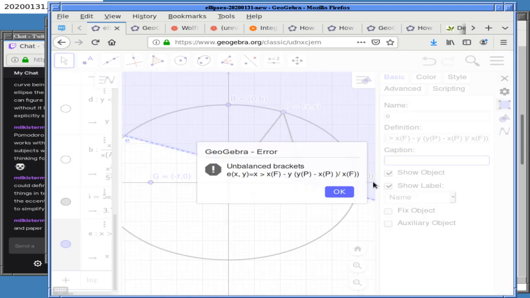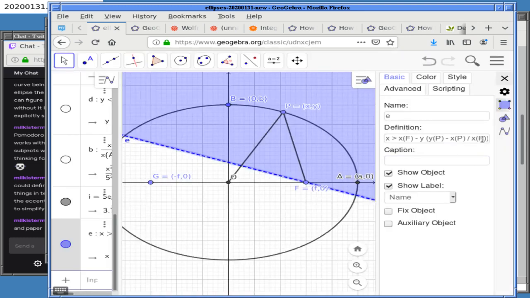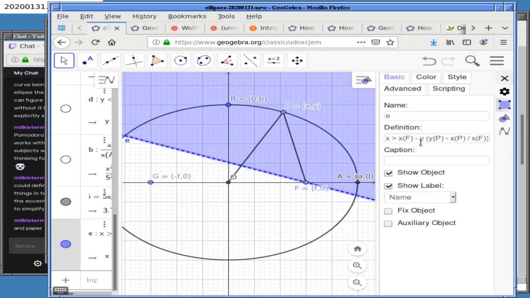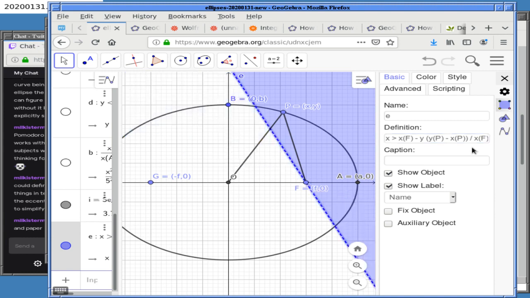Yep, saw that coming. Okay, and that's even worse now. So y times y of p minus x of p over x of f, and we do not need those. Okay, we're getting there. So y of p minus, no, x of f. Okay, that should be correct, I think.